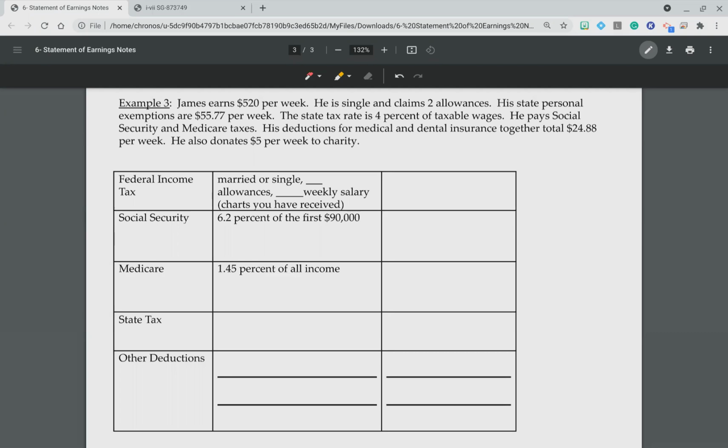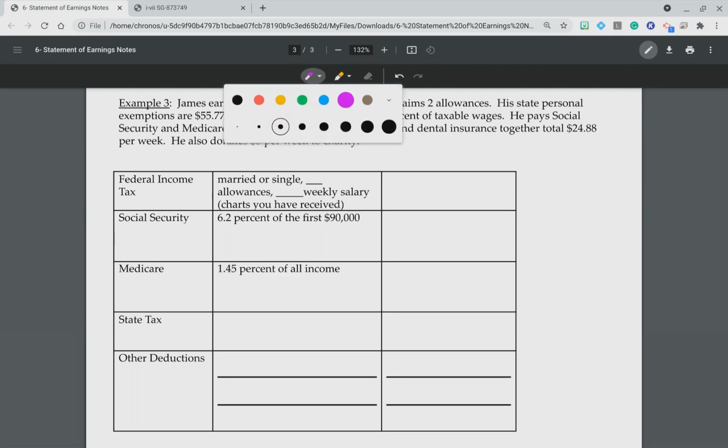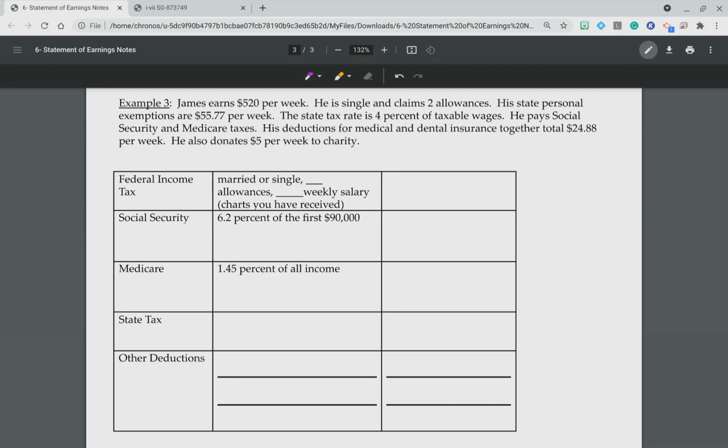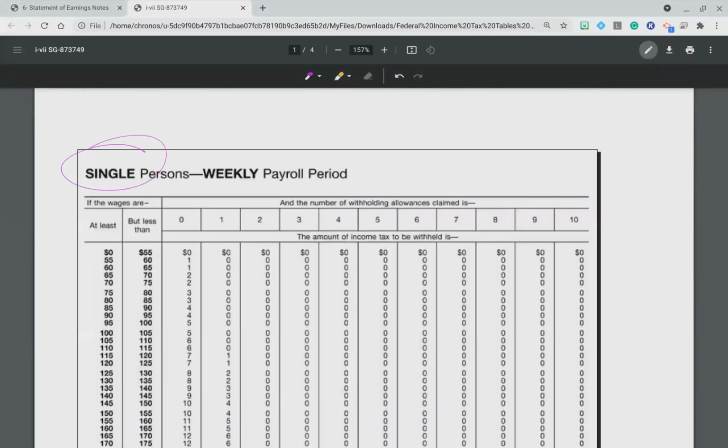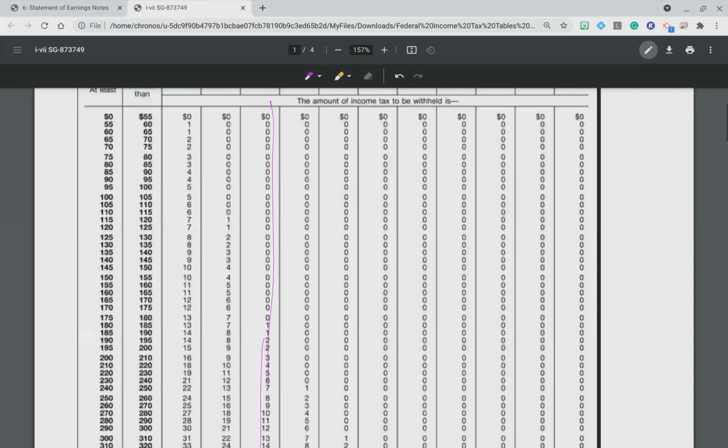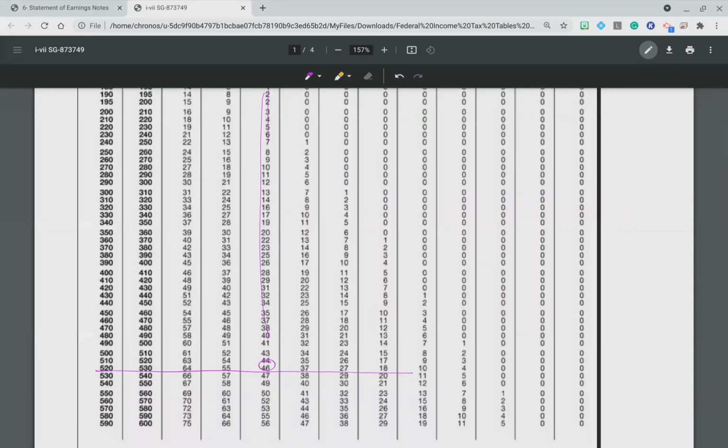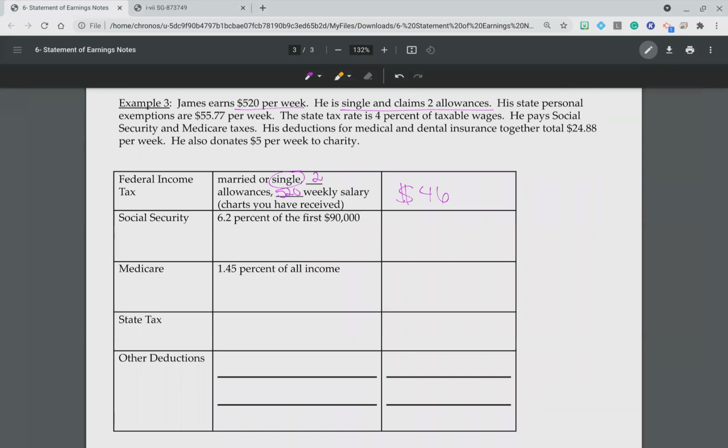So first thing I'm going to ask you to do is look at your federal income tax table. We know that he is single and he claims 2 allowances and he earns $520 a week. So go look at your table and see how much is taken out in federal income tax. All right, well, if you flipped to your single table, he had 2 allowances, makes $520. You should have had $46.